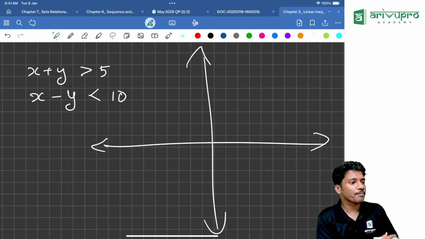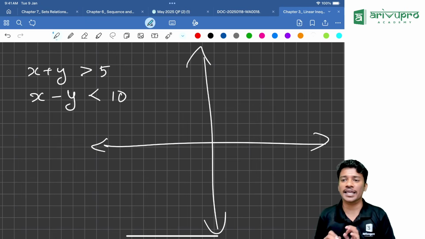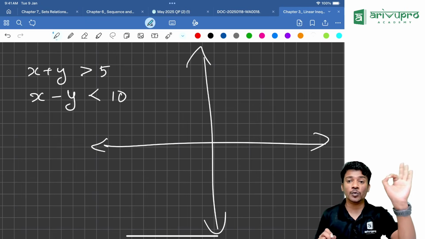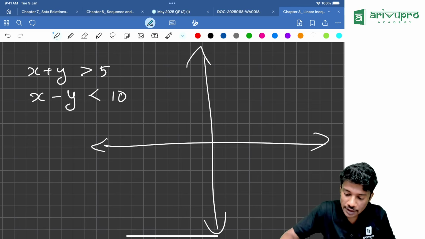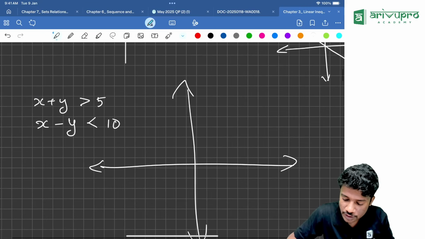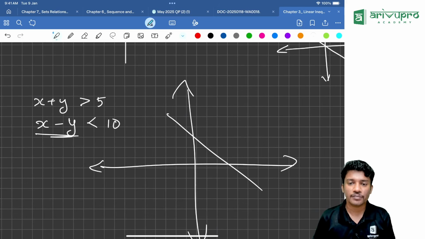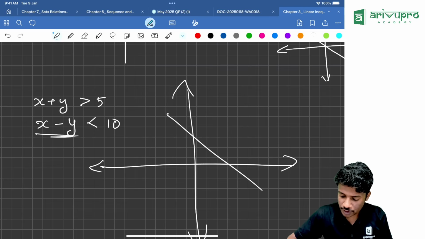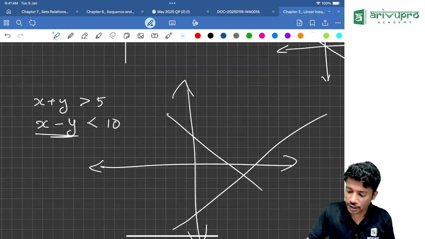Yes, done. Graph is done. Then what is the next point? X plus y, plus sign means both the signs are same, so it will look like south east. So the graph will be looking something like this. Correct? Then when the signs are different, how will the graph look? It will be looking something like this. Done now.